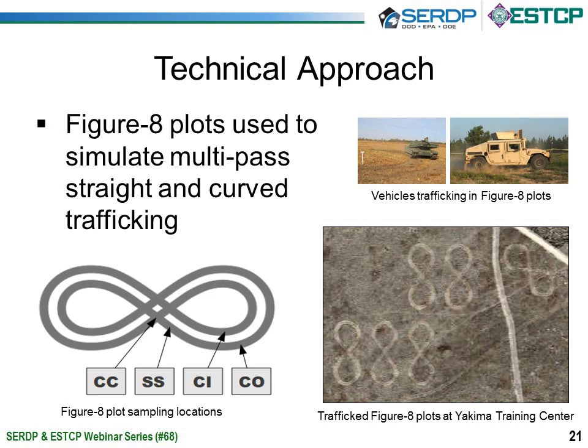So in this case, the CC was the center cross traffic section, which got twice as much trafficking as the rest of the figure-8. The SS was the straight sections, and the CI and the CO were the inside and outside curved regions. This figure-8 design has been used by other researchers as well, so we expect that the data that we obtained can be compared across experimental projects.